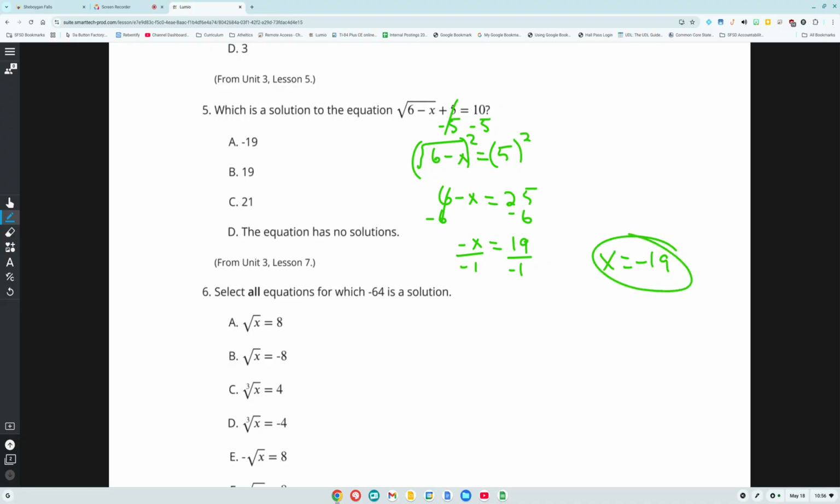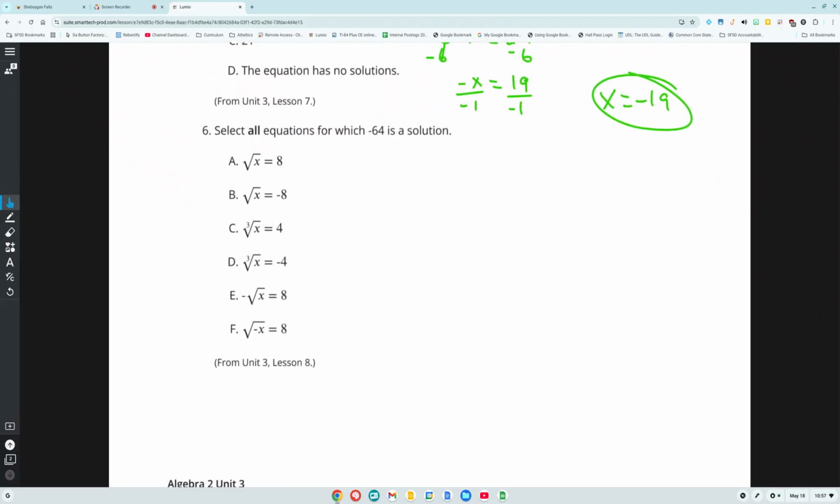So as I come over here, I check to see I have that -19. Because it's a radical equation, I should double check to make sure this works because there are times where I can't take the square root of a number. If I plug in -19, I'm going to get this thing to check out. 6 minus a negative 19 is 25, the square root of 25 is 5, and 5 plus 5 is 10, so that checks out.